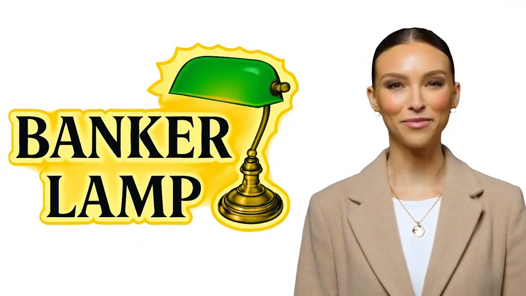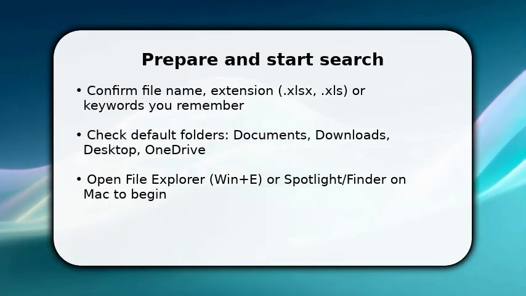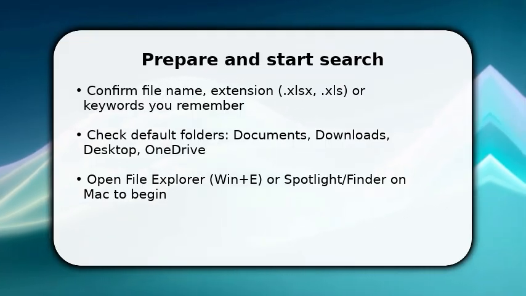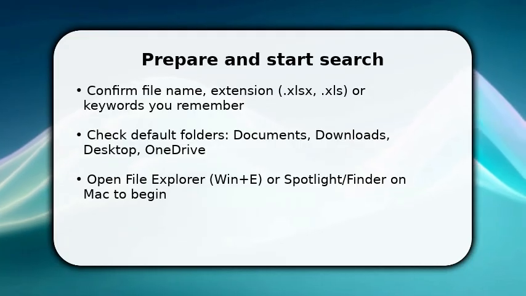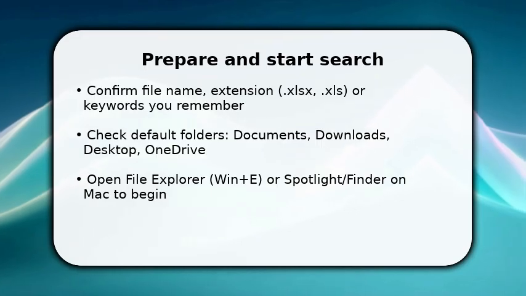Please enjoy the video. You already know a name fragment or probable folder. Start now. Open File Explorer with Win+E and type part of the file name or extension like XLSX in the search box. Use quotes for exact phrases and add asterisk as a wildcard when unsure.